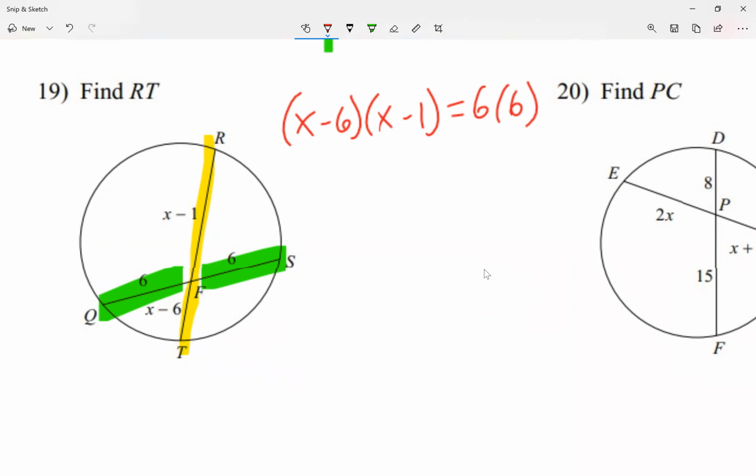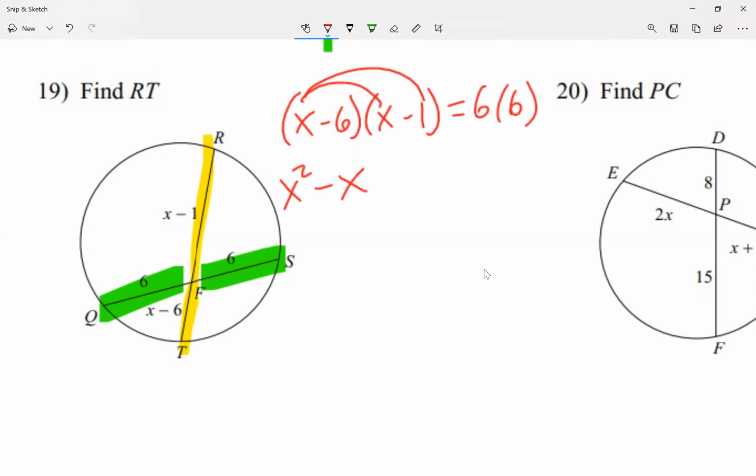Okay. Now here, I remember back in Algebra 1, right, we learned how to multiply these. They call it polynomial. First, I have to distribute the x. I'm going to go x times x and x times negative 1. So it's going to give me x squared minus 1x. Then let me distribute the negative 6. So negative 6 times x and negative 6 times a negative 1. That's going to give me negative 6x plus 6.